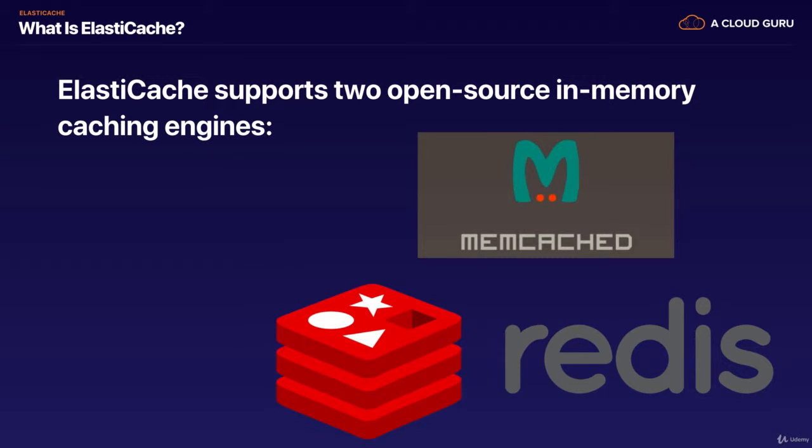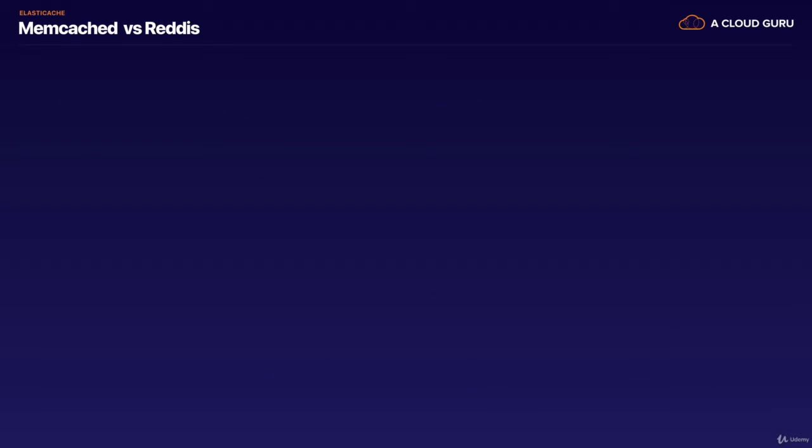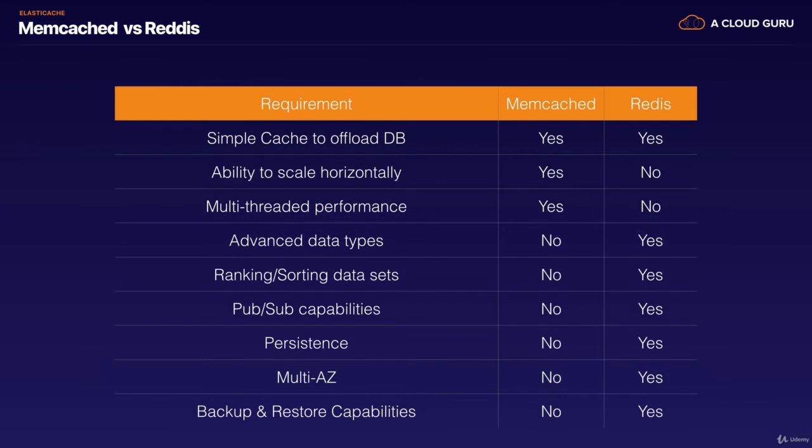Elasticache supports two open source caching engines. We've got Memcached and we've got Redis. So what is the difference between Memcached and Redis, and when should you use one over the other? Well, if you just want a really simple cache to offload your database, then you definitely want to use Memcached. It's able to scale horizontally and you get multi-threaded performance.